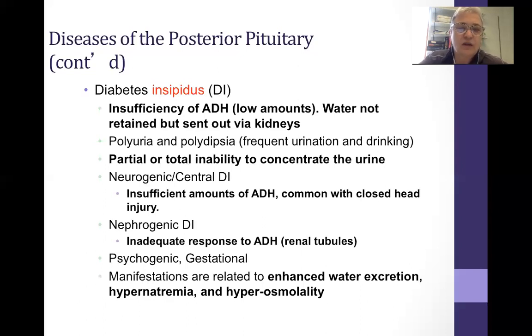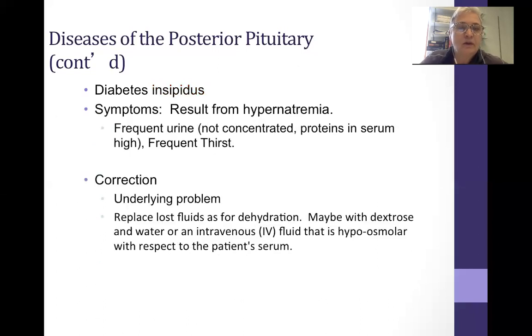You could have a neurogenic cause, where there's some injury to the head and you have insufficient or low amounts of ADH. You could also have it from the kidneys, from your nephrons, a nephrogenic cause, an inadequate response in the tubules to ADH. There are also psychogenic and gestational causes of this as well, which I didn't get into much. It's going to be the opposite: you're going to have enhanced water excretion, hypernatremia, and hyperosmolality. Symptoms are frequent urine, not concentrated.